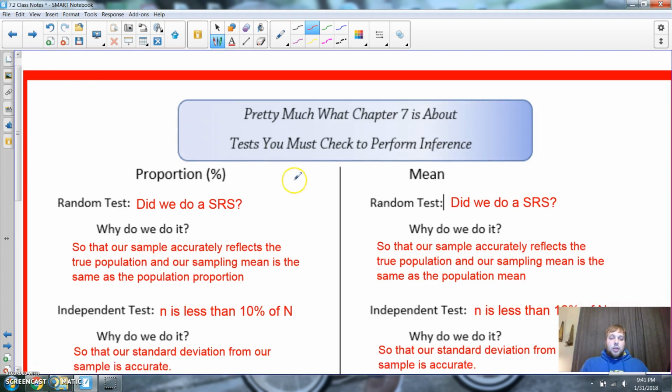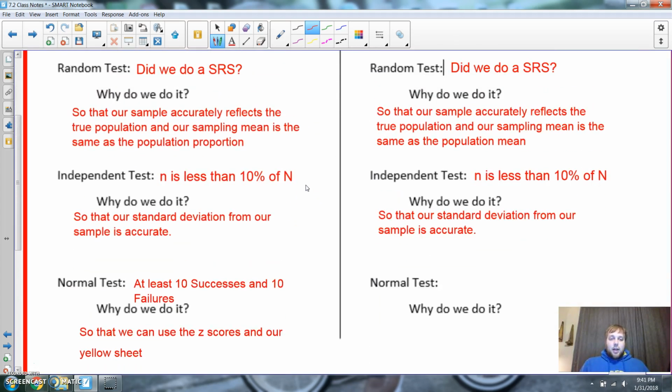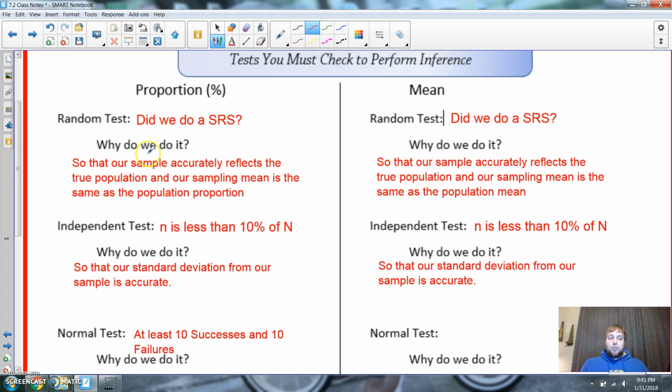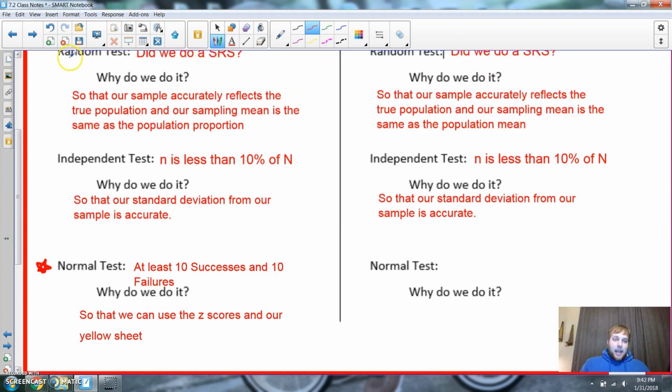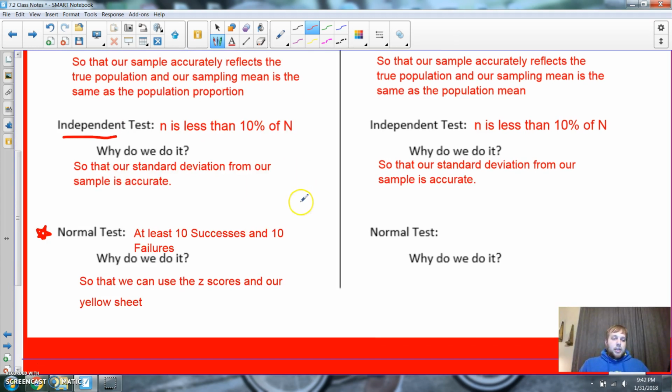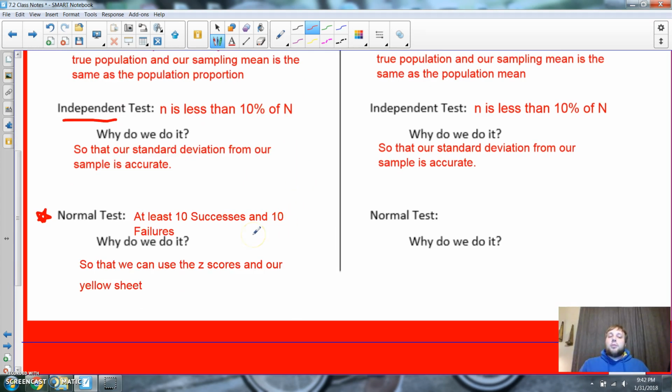Okay, so here we go. Last thing you need to write down for proportions. You must know these three. At least 10 successes and 10 failures is the normal test. So we should have a random test. How do we know if it's random? It's random. How do we know if it's independent? We have to have less than 10% of the population. And how do we know if it's normal? We need at least 10 successes and 10 failures.